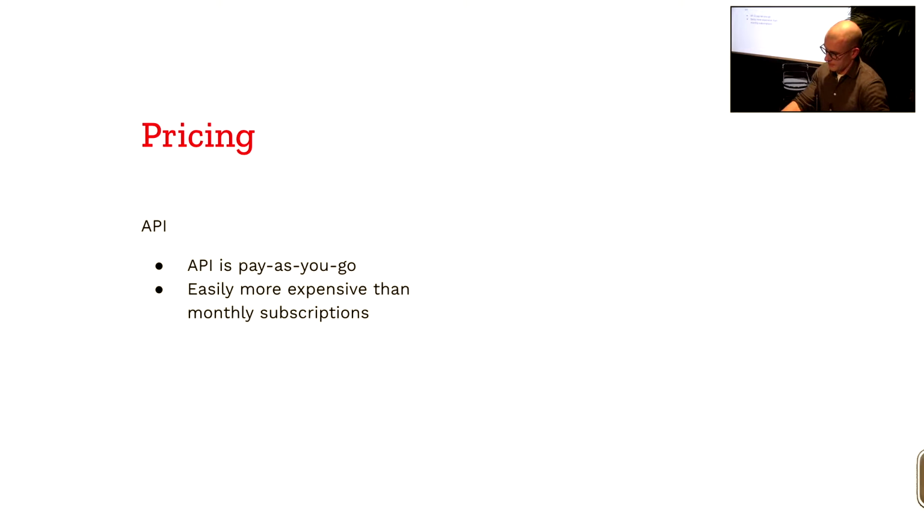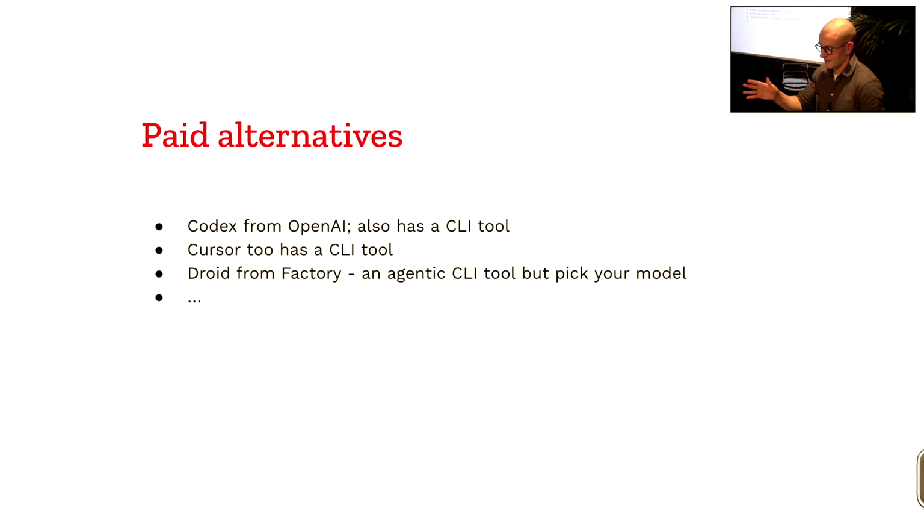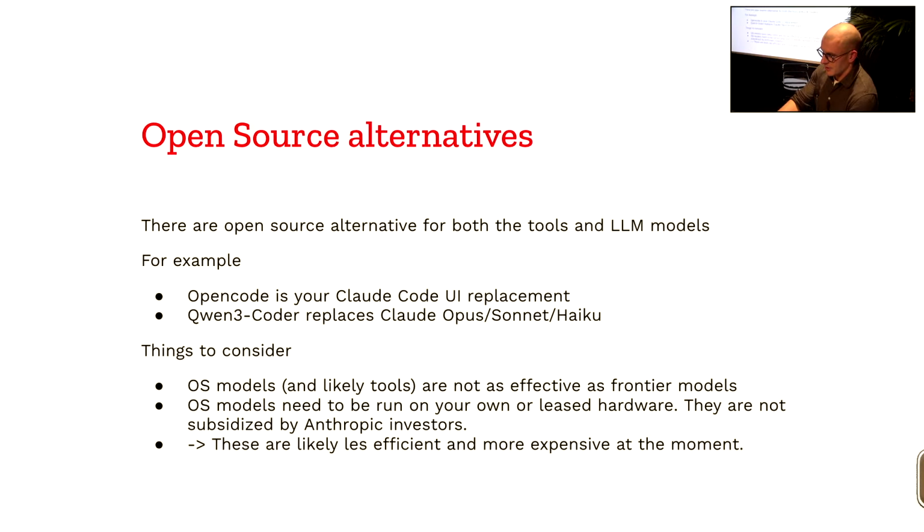Yeah, then this is my Claude Code specific portion. I have a few alternatives. You can use Codex, Cursor, Droid. I guess the other Joonas will be talking about alternatives, so I'm not going to go too deep into these. And there are open source alternatives too. But they are likely more expensive because Anthropic is subsidizing. I believe Anthropic is subsidizing a lot of Claude Code usage.